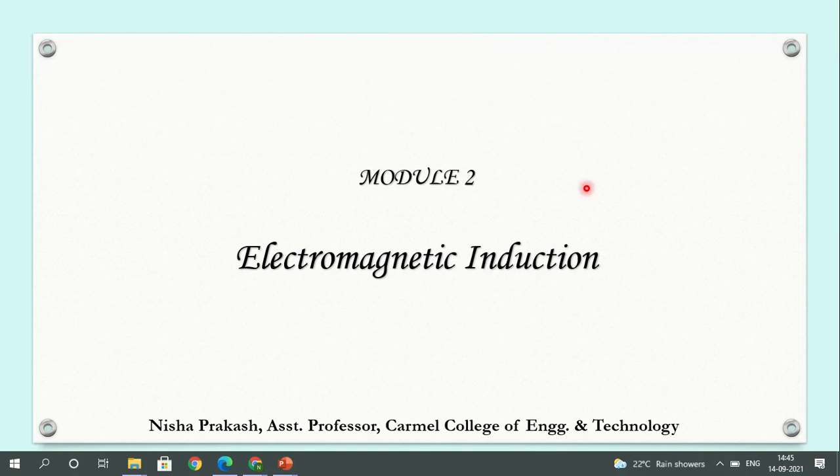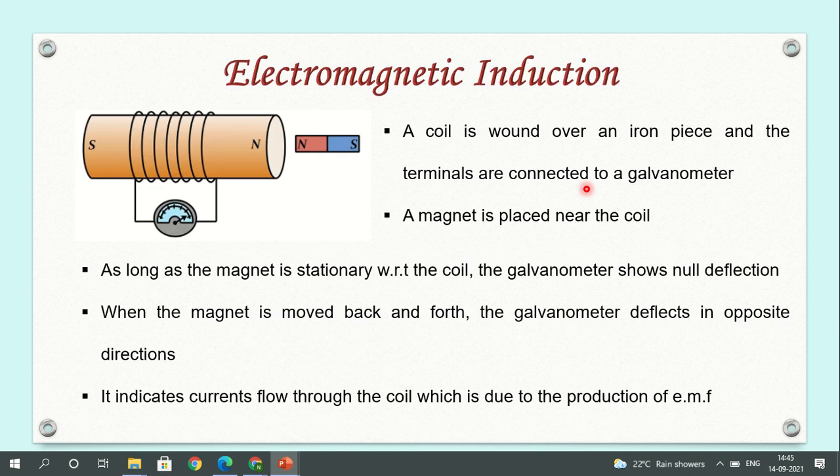In this lecture, we will discuss the phenomenon of electromagnetic induction. For explaining the phenomenon of electromagnetic induction, let us consider a small experimental setup like this.